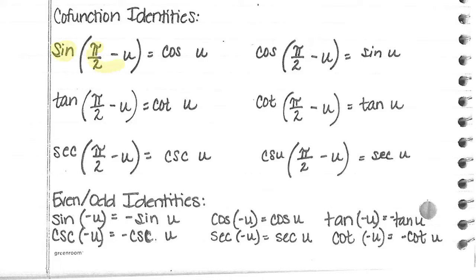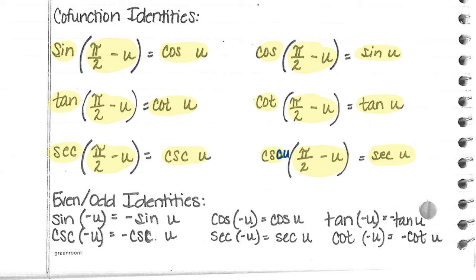Sine of pi over 2 minus u is equal to cosine, and vice versa. Tan of pi over 2 minus u is equal to cotangent, and vice versa. Secant of pi over 2 minus u is equal to cosecant, and vice versa. I noticed I missed a c right here, so I'll fill it in. This should say cosecant of u. Cosecant of u times pi over 2 minus u is equal to secant.